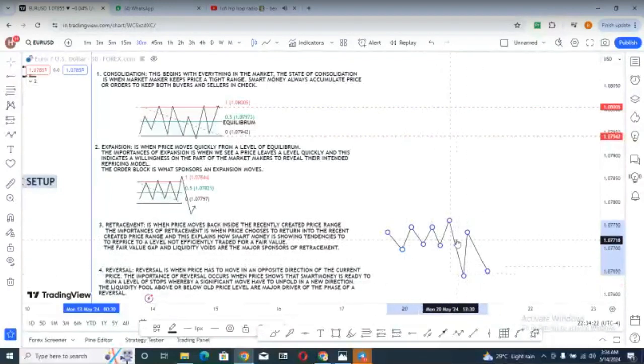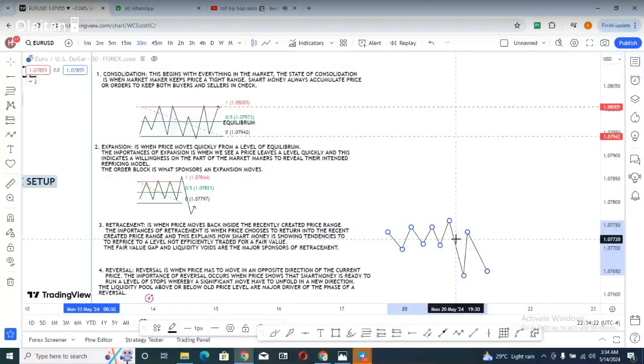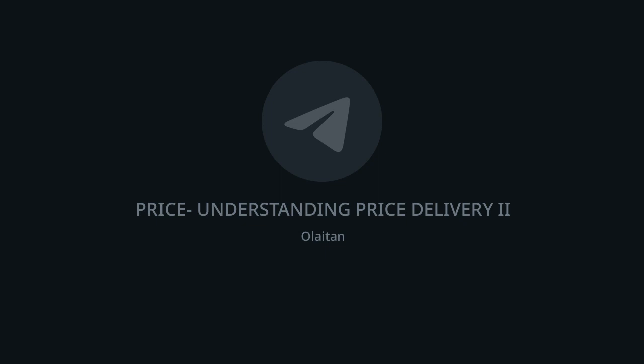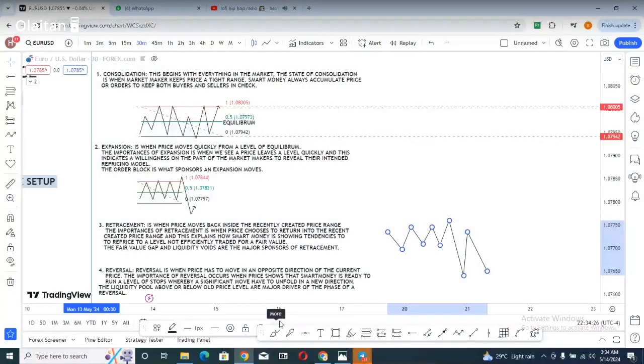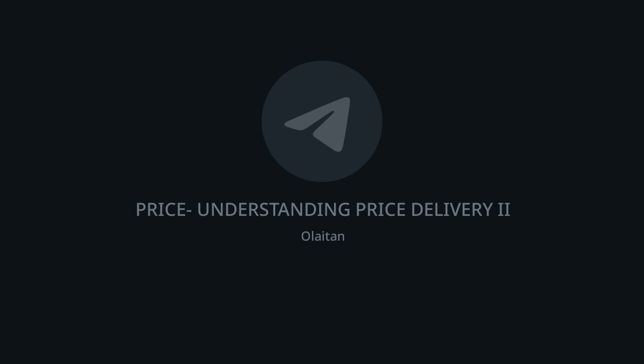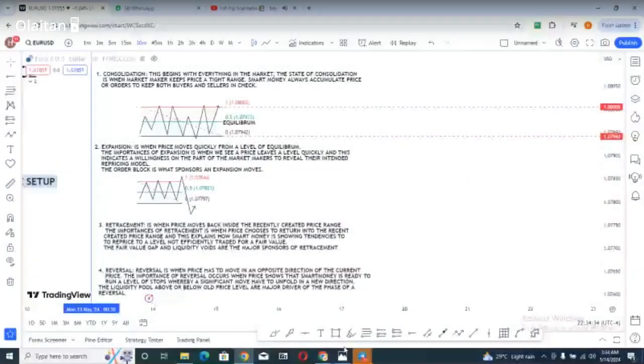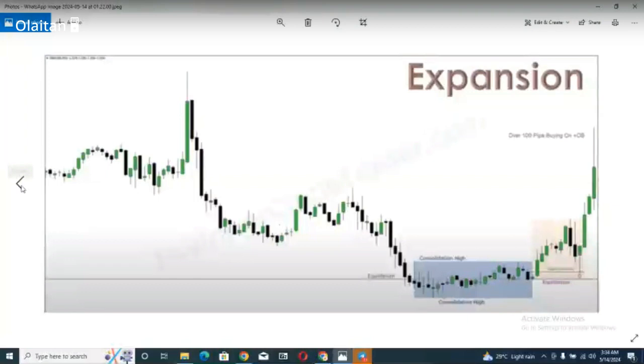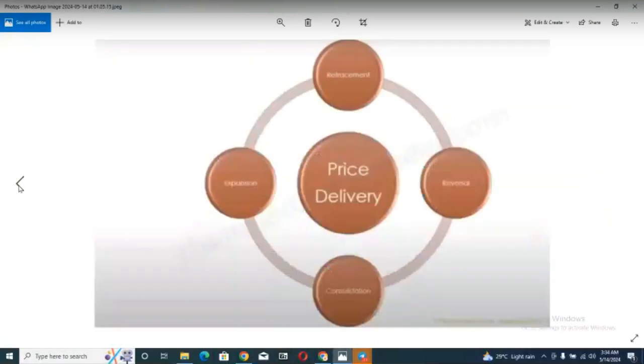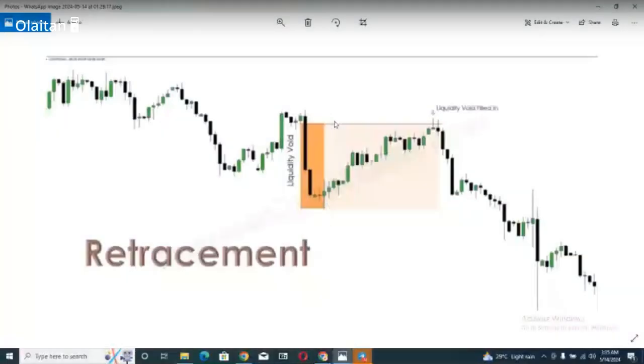So I think I need to show you a picture of this. Sorry, a minute. Let me delete that for the retracement that I just explained here. Okay, I think it's here. Retracement is nearby. You have to go back, understanding price delivery, understanding each phase of price in the market. Yeah, this is a retracement.